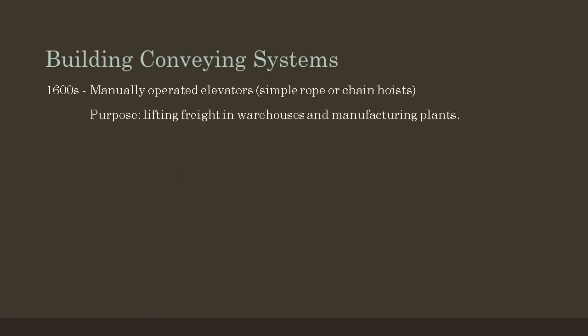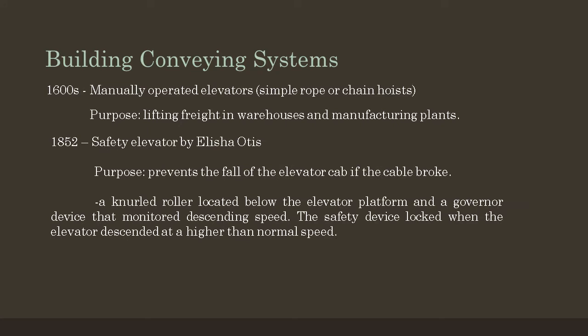Manually operated elevators were first used for lifting freight in warehouses and manufacturing plants as early as the 1600s. They began as a simple rope or chain hoist that moved an open platform. In 1852, Elisha Otis introduced the safety elevator, which prevented the fall of the elevator cab if the cable broke.